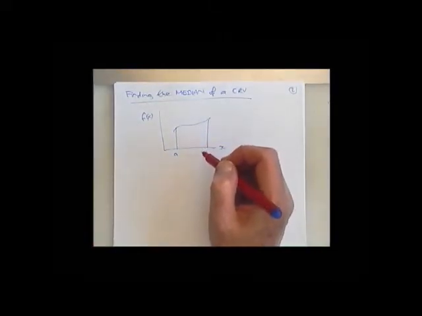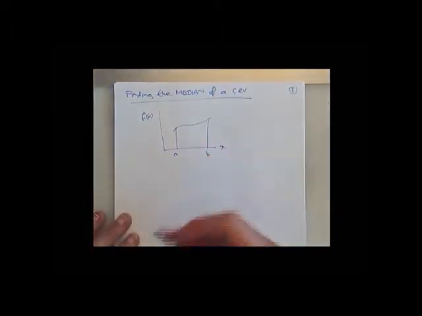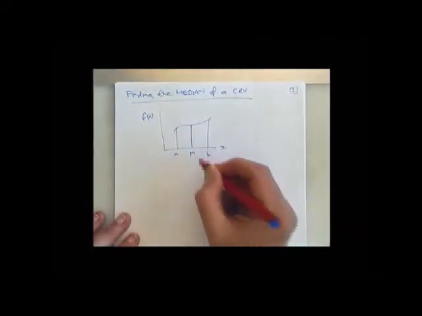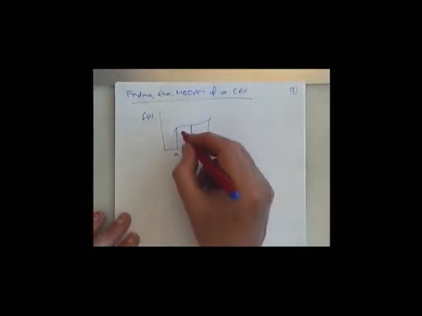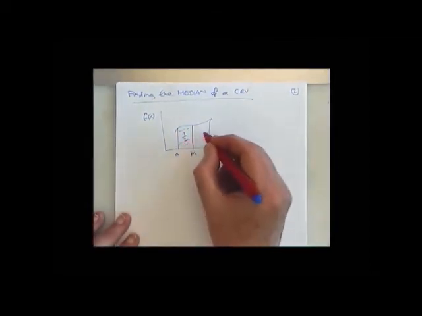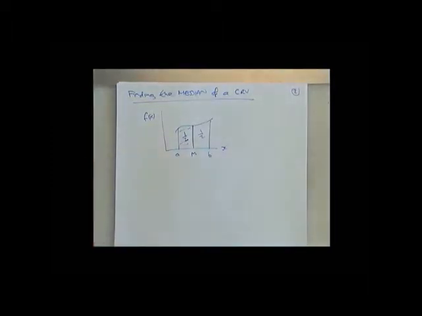Is it half the area? Half the area. Yeah, that's right. The area between there is going to be 1. So what you're trying to find is the point M, which is the median, where the area over here is a half, and equally the area over here is equal to a half. Okay?